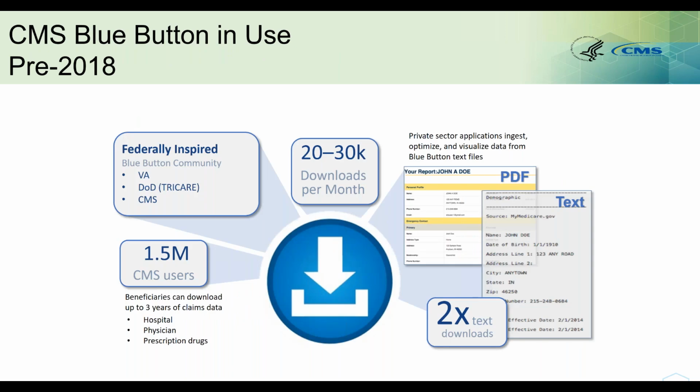So pre-2018, we had about 1.5 million CMS users, 20 to 30,000 downloads per month. And basically what you got was a text download, right? So you see it here, a PDF, and I actually did this with my mother, who's a Medicare beneficiary, where we registered on mymedicare.gov, and I was able to download her claims information, and basically you get a file, you get a PDF.